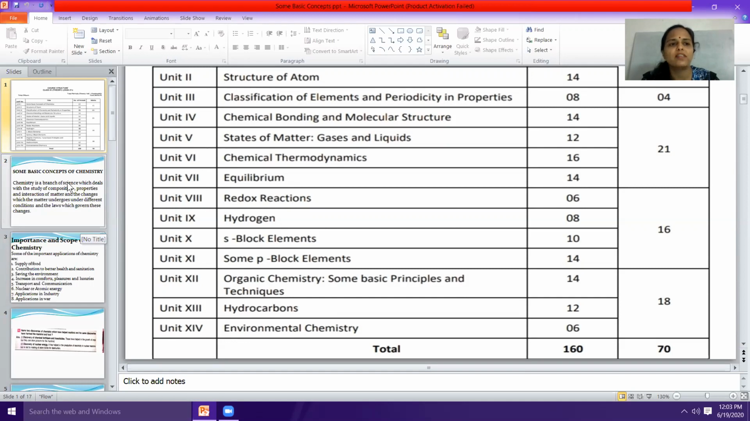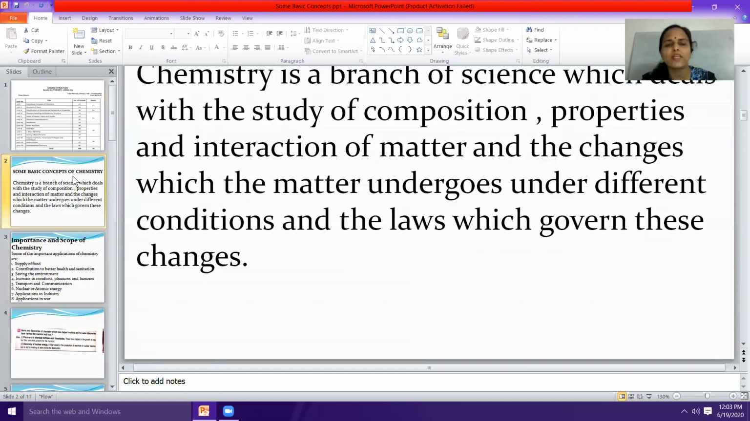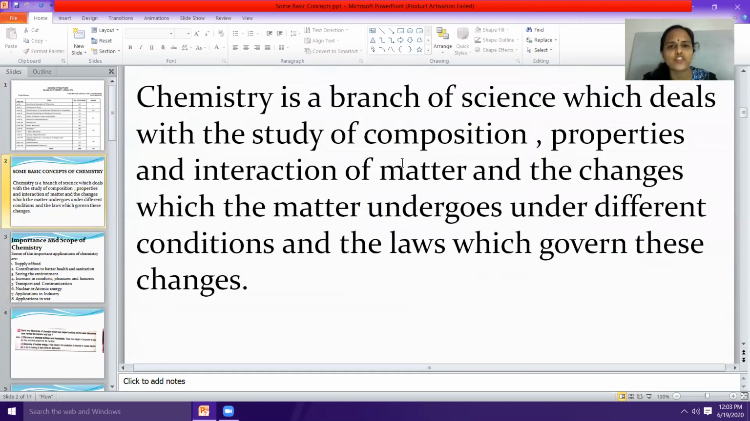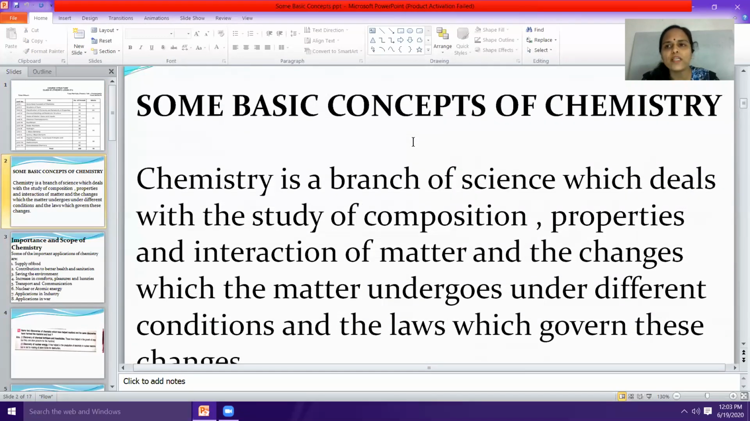So to begin with, let me start with some basic concepts of chemistry. You should know first what is chemistry. You are all knowing about what is chemistry, the definition of chemistry.